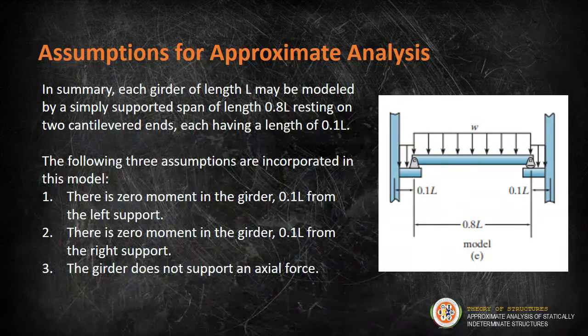Number 1, there is zero moment in the girder, 0.1 L from the left support. Number 2, there is zero moment in the girder, 0.1 L from the right support. And number 3, the girder does not support an axial load.